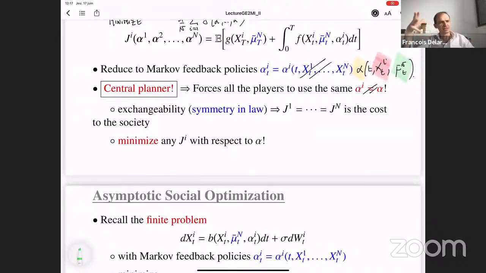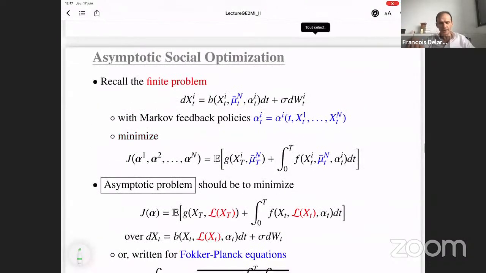So this is not as in mean-field games. In mean-field games, when one player deviates, you don't change the state of the population. In mean-field control, since everybody uses the same feedback, if the chief says, well, let us change our policy, everybody is going to change. And so the global impact on the population is really clear.